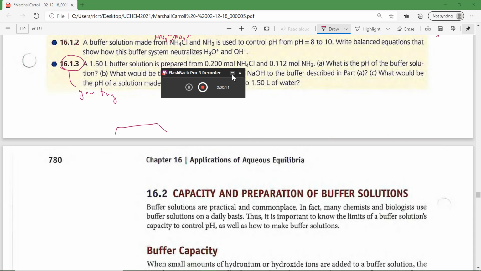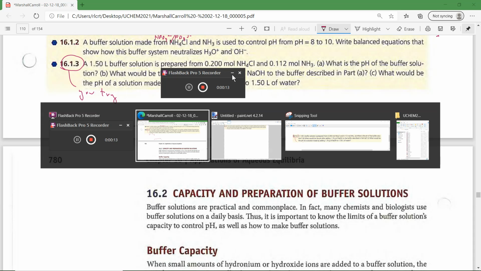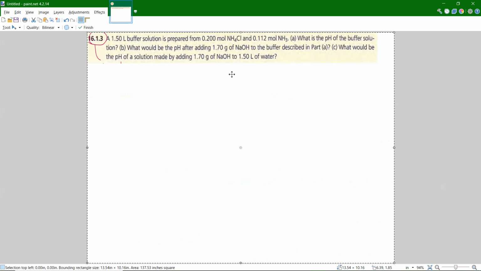I'm going to start with a bit of a review just to get things organized here, which is 16.1.3. And so let's just go ahead and do this question about buffers. Some information that I'll need: the Ka for NH4 plus.